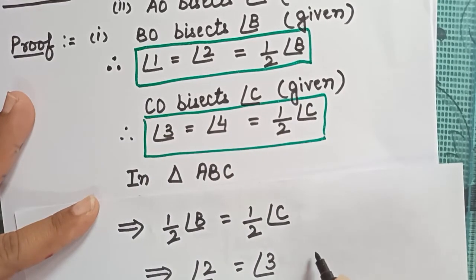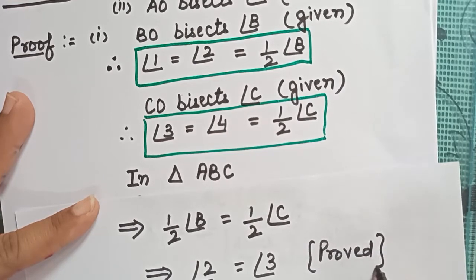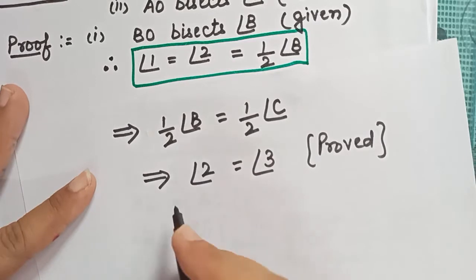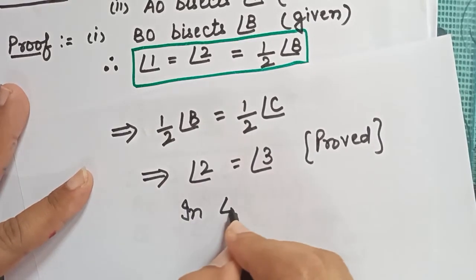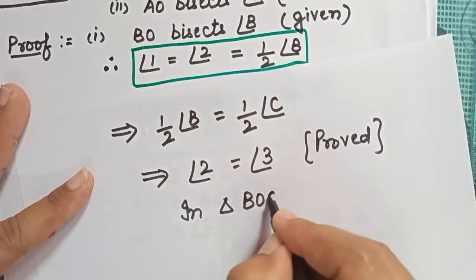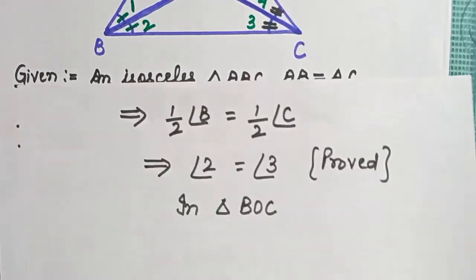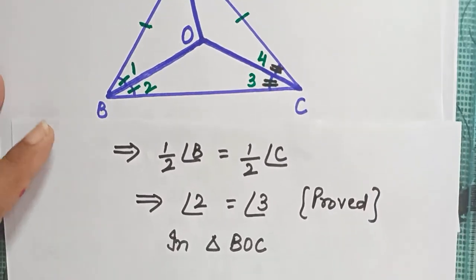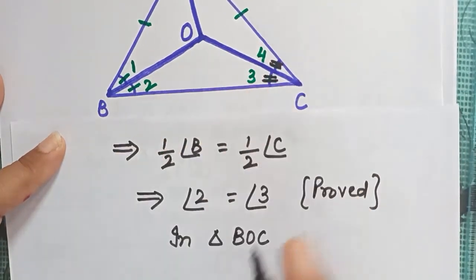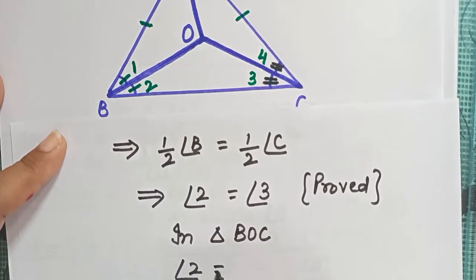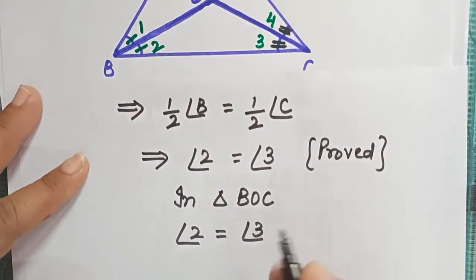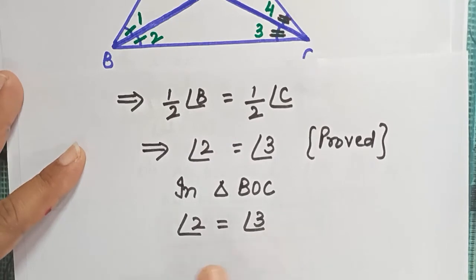Okay, this has already been proved, so you can write down proved above or simply proved. So angle 2 and 3 are equal. Now let's take another triangle BOC. In triangle BOC, if I look at the figure, angle 2 and angle 3 are equal. This is proved.